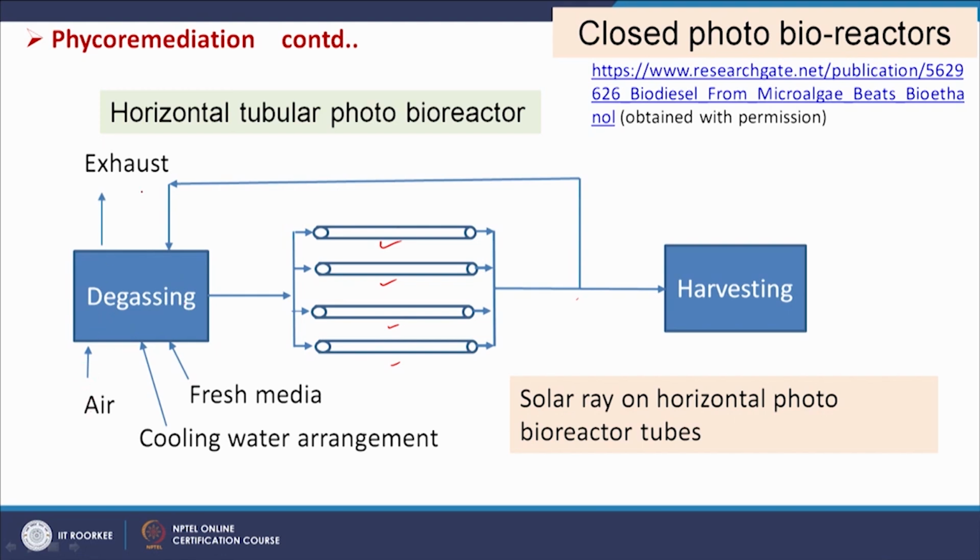Oxygen will be removed, and that is the degassing section. A cooling water arrangement is also needed to maintain the temperature, because due to the presence of sunlight the temperature will rise, and that temperature will be reduced by the cooling water arrangement. So, this is the flow sheet of a solar ray horizontal photobioreactor tubes.